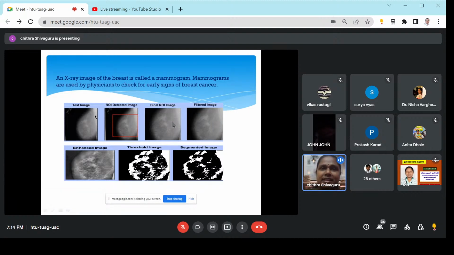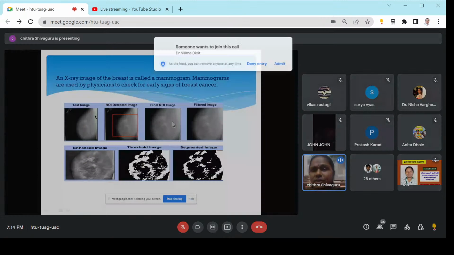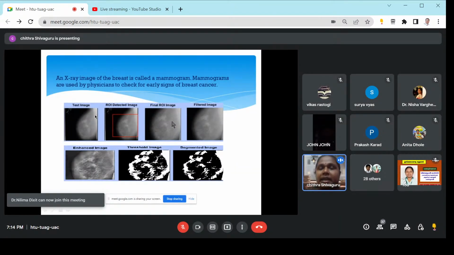filtered. Filtered means, like in Beauty Plus and all, where you apply beautifying to your images and remove the noise, the blurriness, everything. That is called the filtered image. So removing the noise in the image which is obtained by the X-ray machine is called the filtered image. Then followed by the enhanced image.